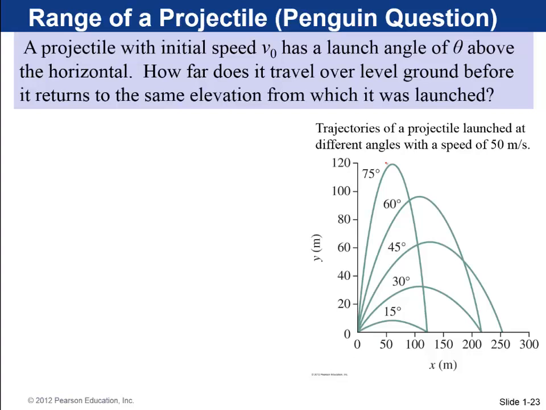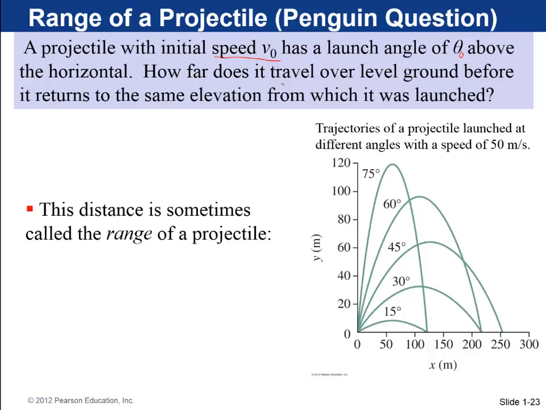Range of a projectile. We started off this video looking at a little penguin and asking what's the angle that the penguin should jump at to maximize the range. A projectile with some initial speed v sub 0 has a launch angle, theta sub 0, above the horizontal. How far does it travel over level ground before it returns to the same elevation from which it was launched? This distance is sometimes called the range of a projectile.